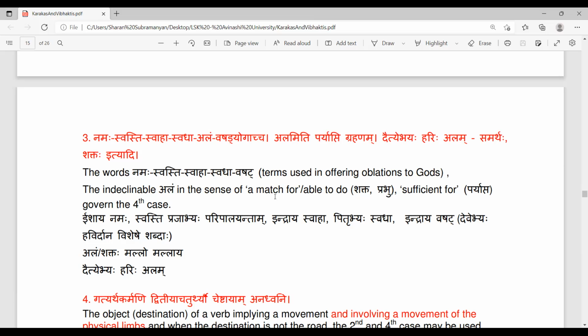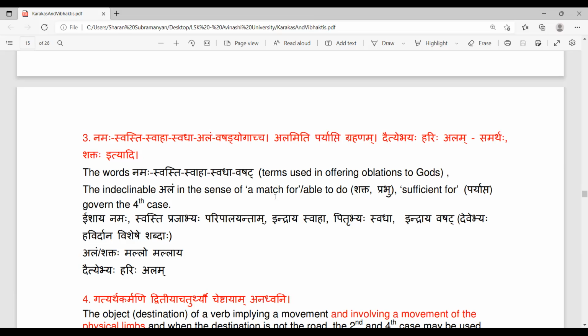Pitrubhyah Swada. Swaha is the word used when you offer something to the gods. Swada is the word used for oblations offered to the Pitrus. We don't say Pitrubhyah Swaha, but Pitrubhyah Swada. Then Indraya Vashat. Vashat is also another word like Swaha and Swada. So all these words will govern Chaturthi Vibhakti.